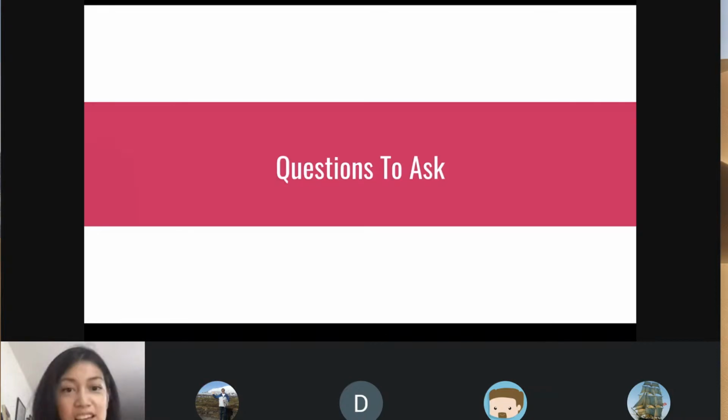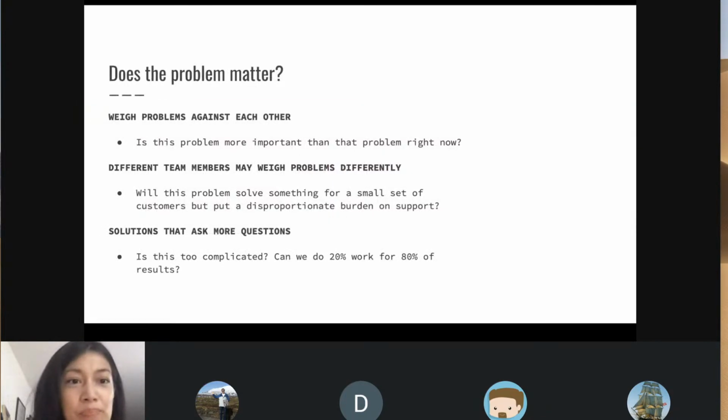Then they highlighted some questions you can ask along the way, involving problems and how to weigh them. That's the first question: does the problem matter? When thinking about new products or new features, you want to weigh problems against each other. So they're saying this problem is probably more important than that problem right now. This also has to do with timing, which I think is the next question. And different team members may weigh problems differently.